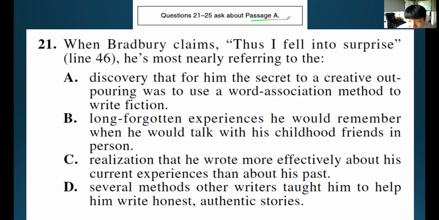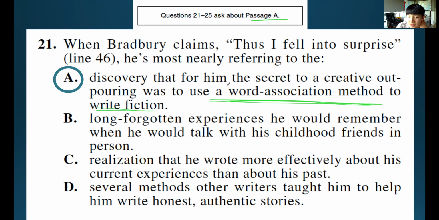So what is this whole passage talking about? If you've read it, then you'll know, right? The whole passage is talking about how he's using a different method to write fiction and to write his novels. And he's using a completely different thought process to get words out of his mind. And so what's the answer? Well, the secret to a creative outpouring was to use a different method, a word association method, to write fiction.